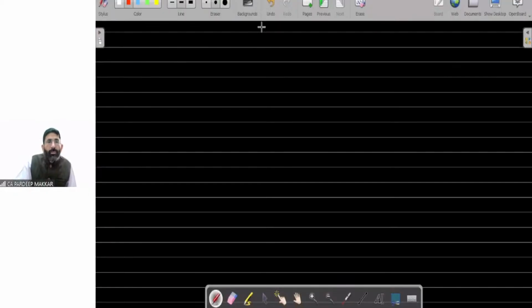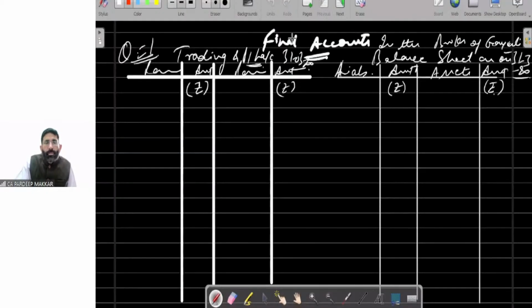Here we have the trading and profit and loss account and balance sheet that you have already prepared. Let's do it. One thing is better, you may first see it and then do it. You may copy it. First of all, just see how to do it.